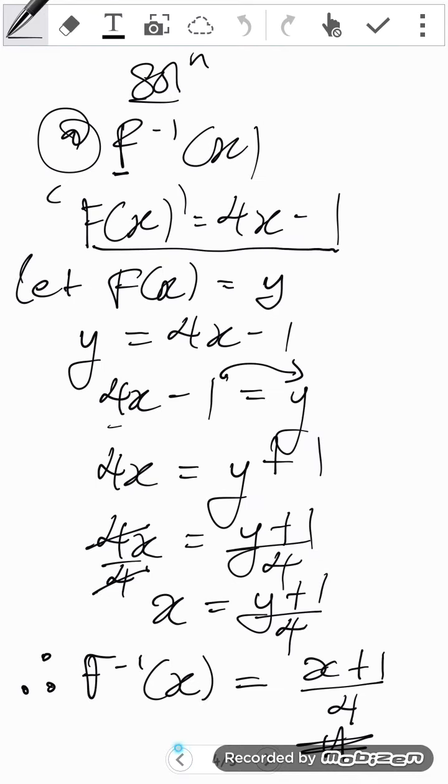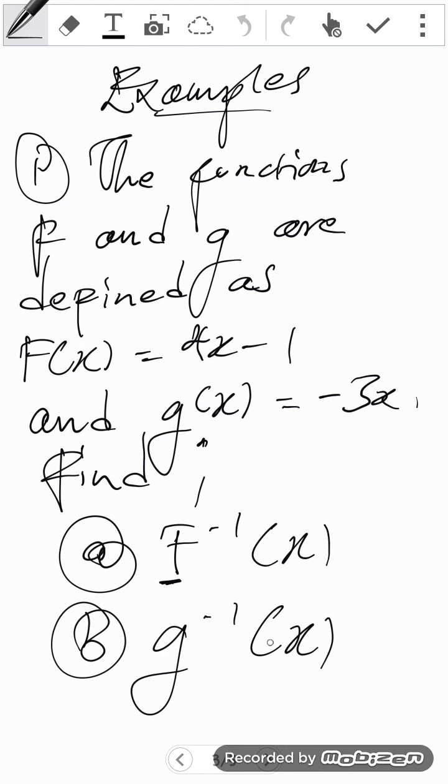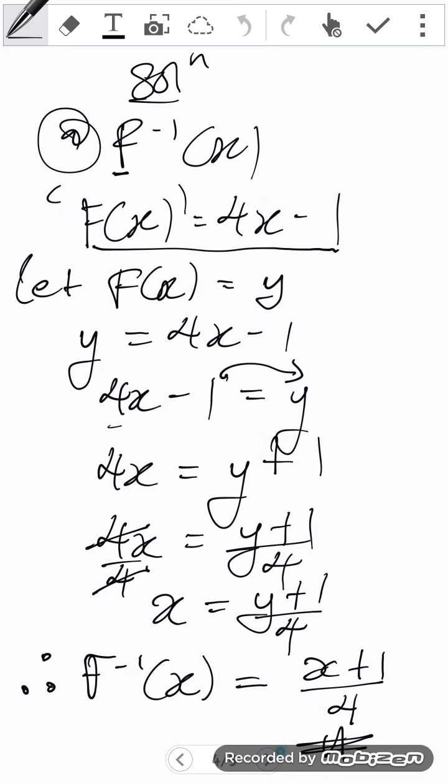Now to solve for b is the one that is saying that we have to find g inverse of x. So remember, to find g inverse of x, we have to get the g of x function. Alright. So now let's find g inverse of x. So to find g inverse of x, we simply have to look for the function beginning with the letter G. You're right, people.